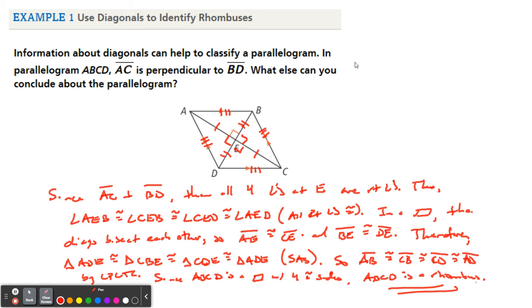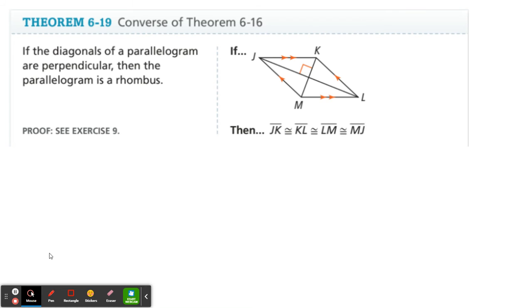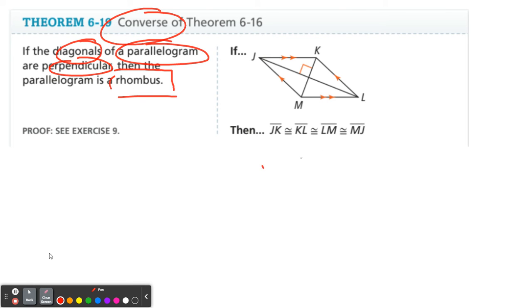The point of this problem is, I gave you a parallelogram and I told you the diagonals were perpendicular. Because of that information, you could say that this parallelogram is a rhombus. And this is our first kind of converse of the day. See, it says converse up here. These ideas stem from the previous lesson. If the diagonals of a parallelogram are perpendicular, then it is a rhombus. You have to know it's a parallelogram as well, because these are special parallelograms. So if you see a picture like this, you know that JK is congruent to KL, is congruent to LM, is congruent to MJ.